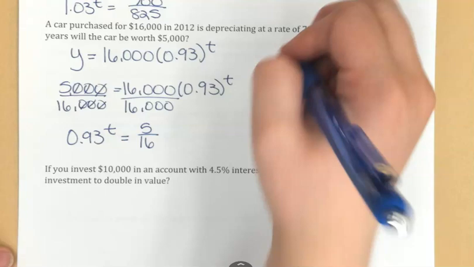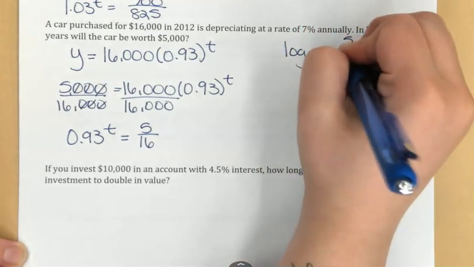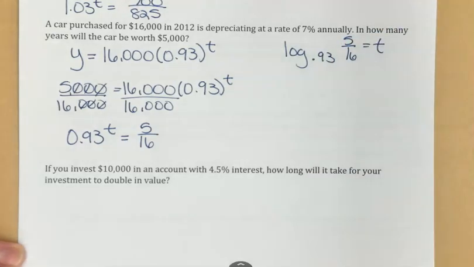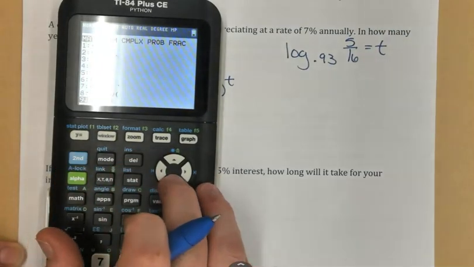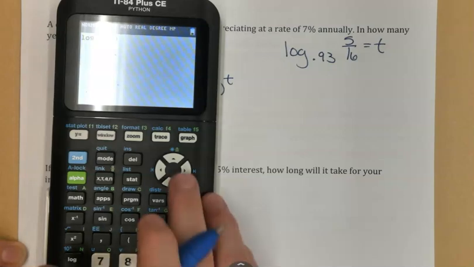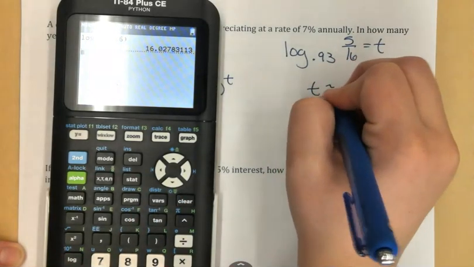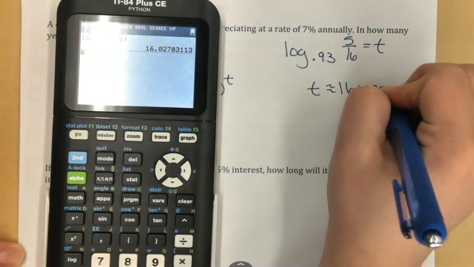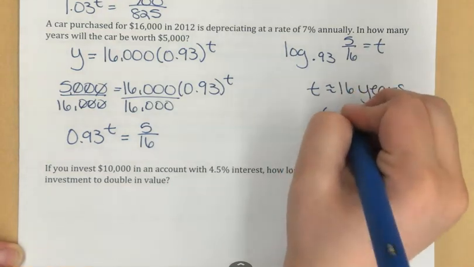I'm ready to write this as a log now. The log base 0.93 of 5 over 16 will give me t. How many years from now is that going to happen? And that is going to be in about 16 years. So if I purchased the car in 2012, then that's going to happen in the year 2028.